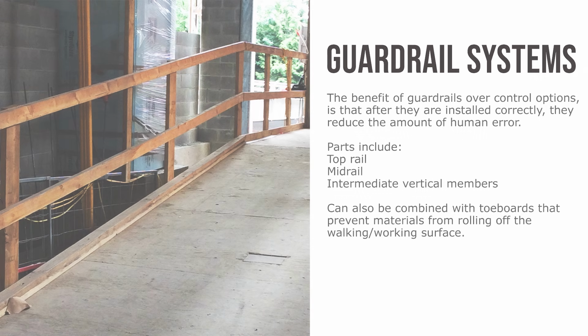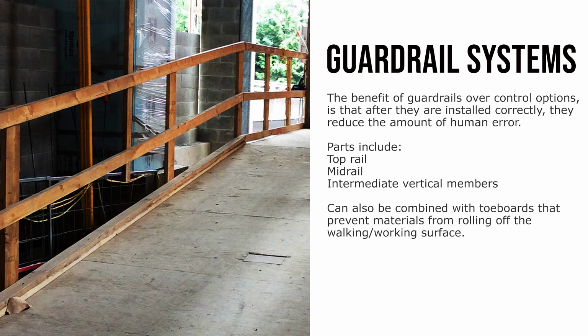The benefit of guardrails over control options is that after they are installed correctly, they reduce the amount of human error. Parts include top rail, mid rail, intermediate vertical members. They can also be combined with toe boards that prevent materials from rolling off the walking working surface.